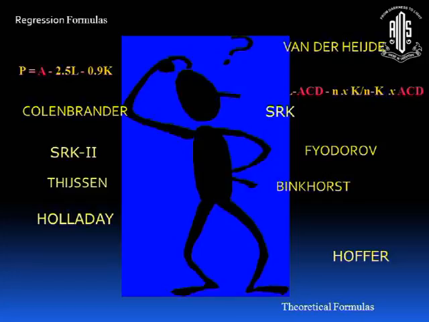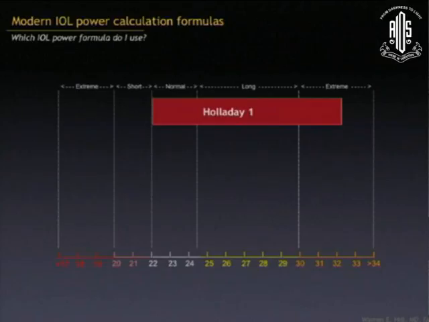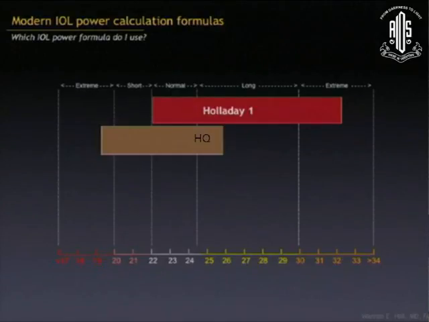So many formulas, where does each one fit? Let's see, this is a very simple thing. Holladay 1, from normal to extreme of say nearly 33 mm. So 22 to nearly 33, it predicts very, very well. Hoffer Q, best for shorter eyes, extremely short, maybe 19 to 25, it is bang on.